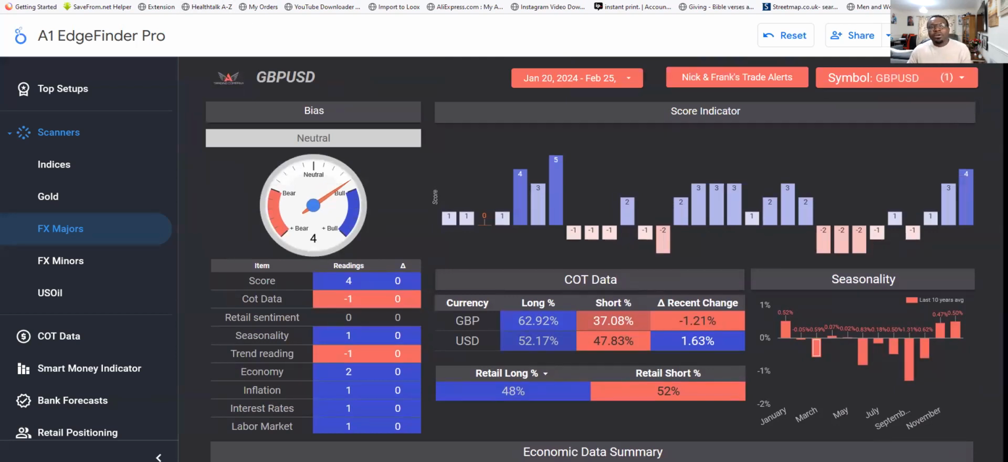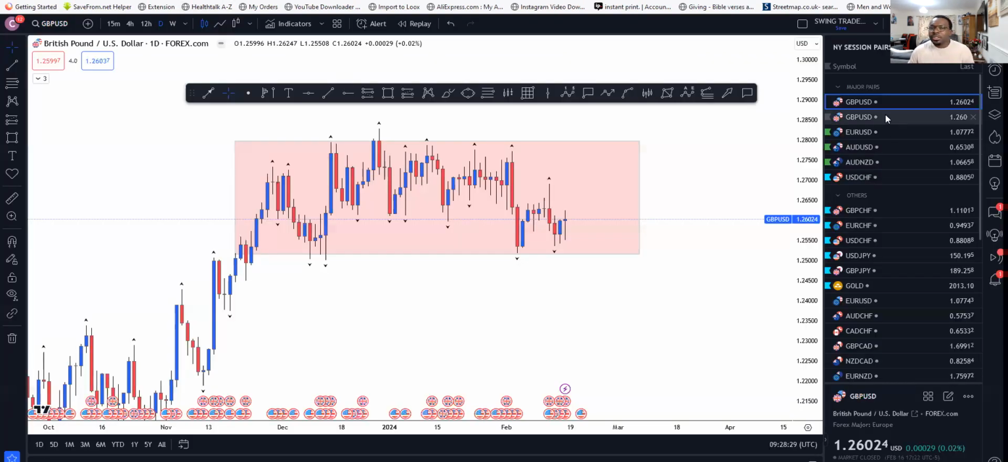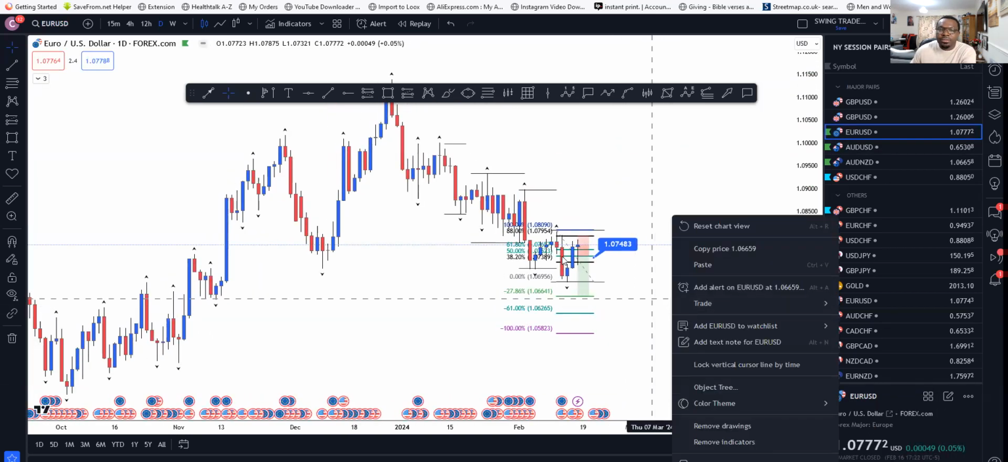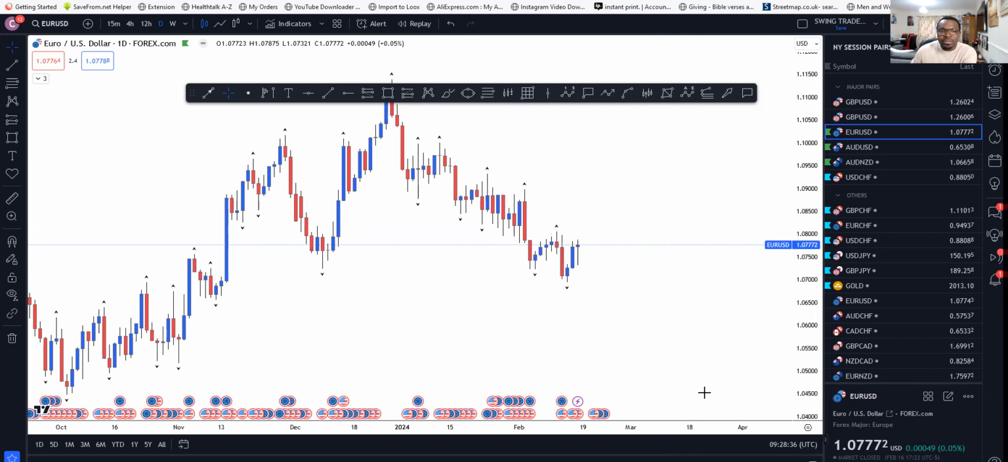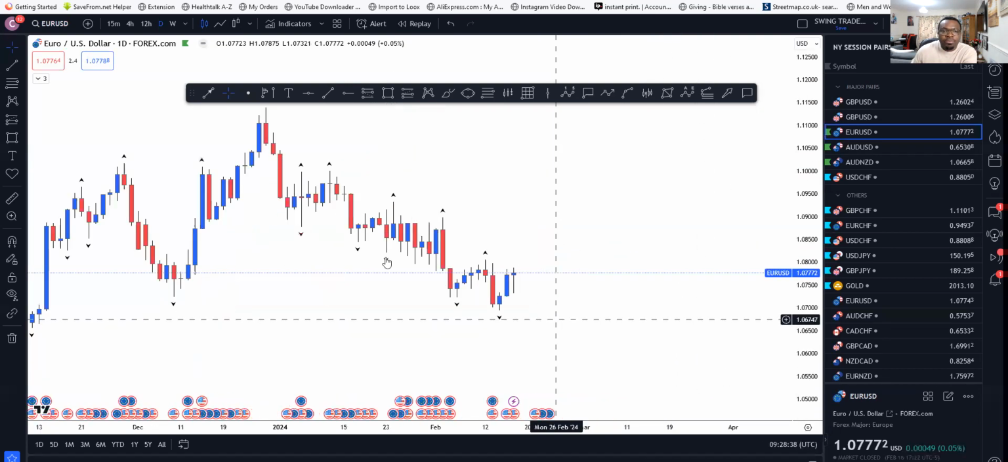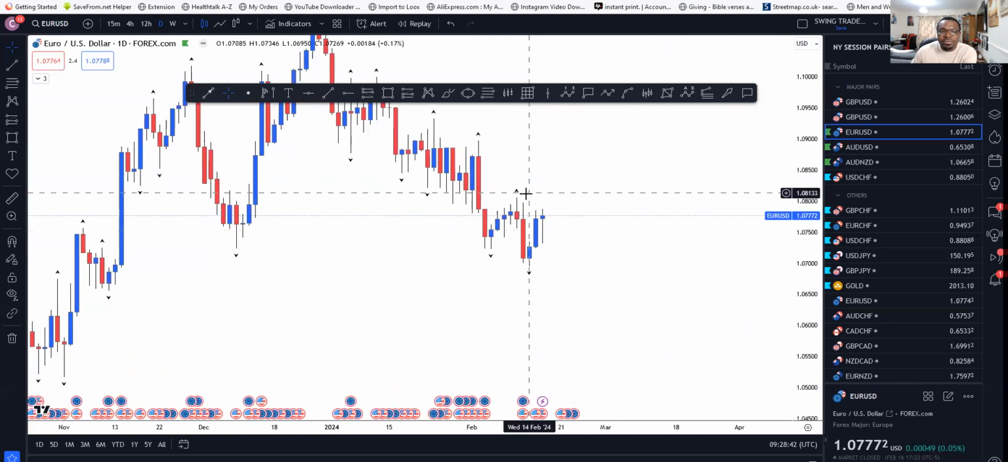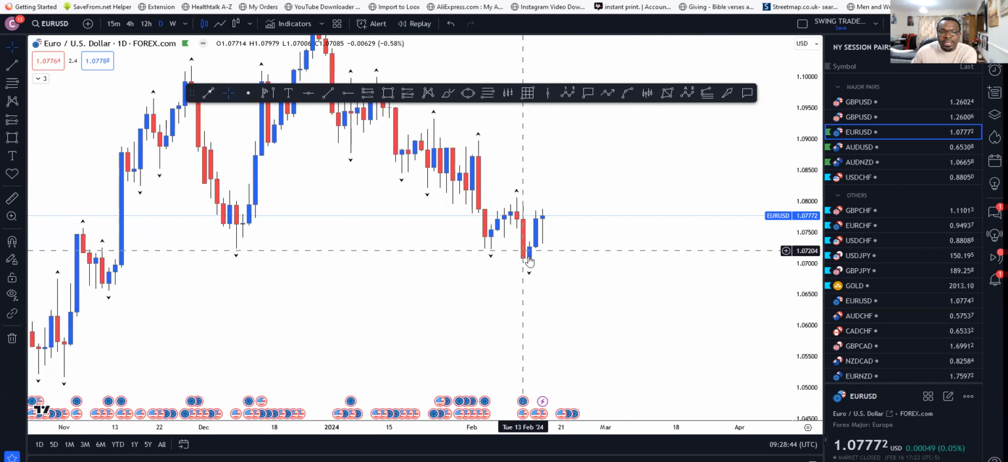So let's move on to the next pair. So we look at Euro USD. As you can see, on Euro USD, we have a trade setup, but it's still invalid. And let me just show you what I mean. We saw price going down, creating lower lows, and then all of a sudden we have this market come all the way down.